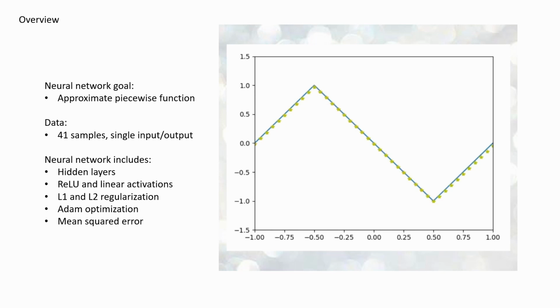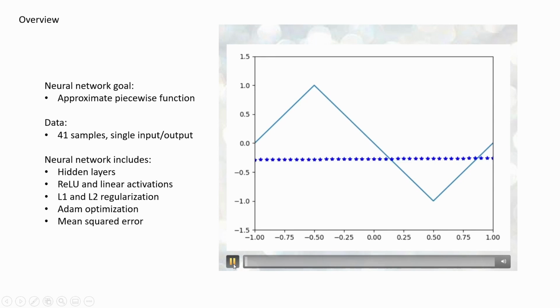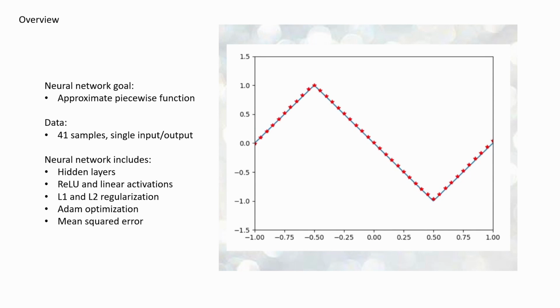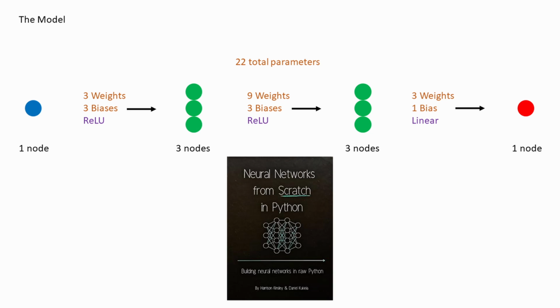The desired output versus input is graphed by the solid blue line, and the network output versus input is graphed with points. Features of the network include two hidden layers, ReLU and linear activations, L1 and L2 regularization, and Adam optimization. Loss is calculated using mean squared error. Here's the shape of the network. Referencing the text Neural Networks from Scratch in Python, two hidden layers seem to work well for this kind of function approximator. A 1 by 3 by 3 by 1 network size seemed to work consistently well across many trials.